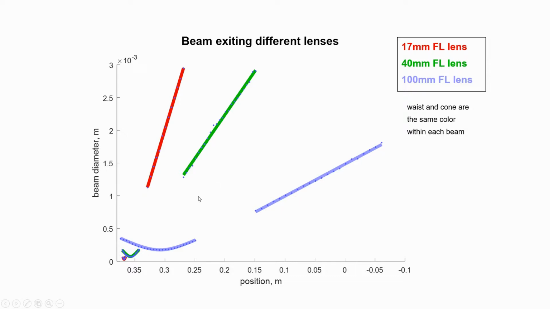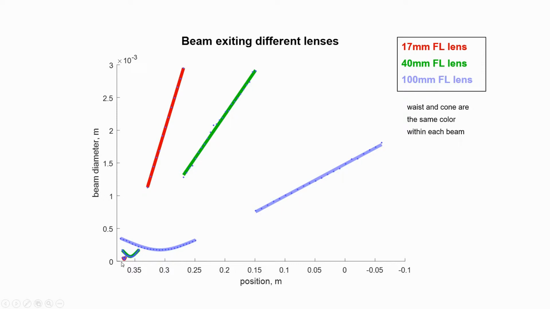So what you see here, though, is that, not so surprisingly, the longer the focal length of the lens, well, we see two things. First of all, we see that the waist of the beam is further from the lens itself. In all these cases, the plane of the lens is over on the left side of the chart here.